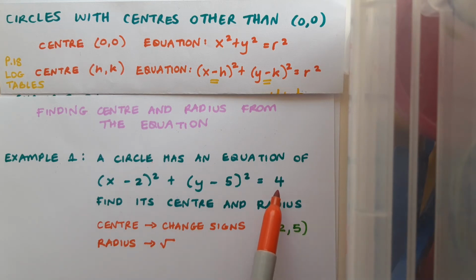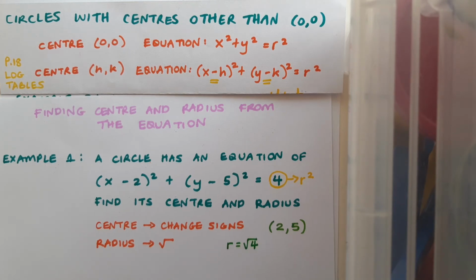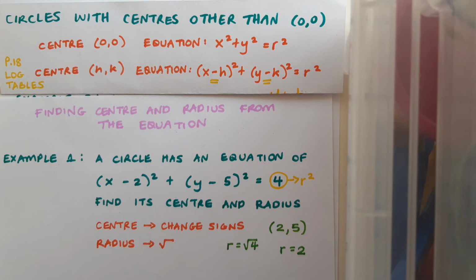The value at the end of our equation represents r squared. So to find the radius, we just square root this value. In this case, that comes out as 2. So our centre is 2, 5, and our radius is 2.